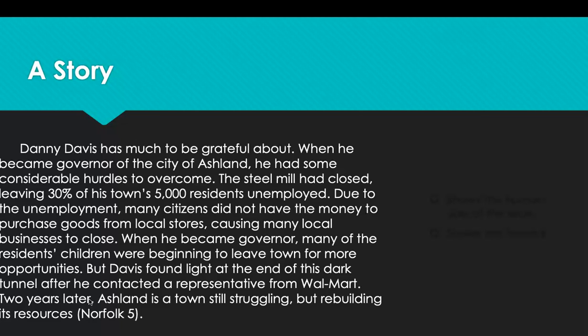So Danny Davis has much to be grateful about. When he became governor of the city of Ashland, he had some considerable hurdles to overcome. The steel mill had closed, leaving 30% of his town's 5,000 residents unemployed. Due to the unemployment, many citizens did not have the money to purchase goods from local stores, causing many local businesses to close. When he became governor, many of the residents' children were beginning to leave town for more opportunities. But Davis found light at the end of this dark tunnel after he was contacted by a representative of Walmart. 2 years later, Ashland is a town still struggling, but rebuilding its resources.